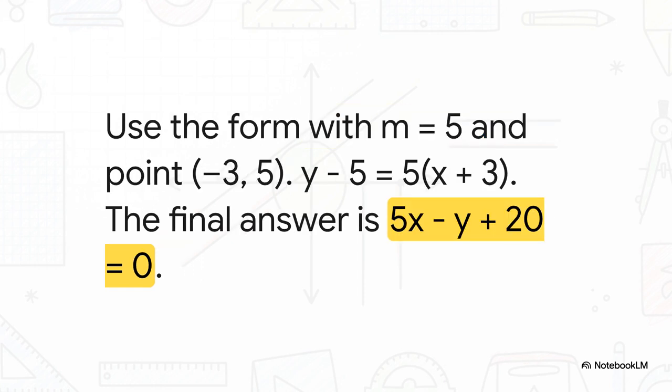So, what do we have now? We have a point, -3, 5, and we have our slope, which is 5. So which formula should we use? Of course, our best friend, the point-slope form. So we plug it in. Y minus 5 equals 5 times x minus -3, which is just x plus 3, right? A little bit of rearranging, and we get our final answer. 5x minus y plus 20 equals 0. And that's it. Full marks. See? I told you it was easy.